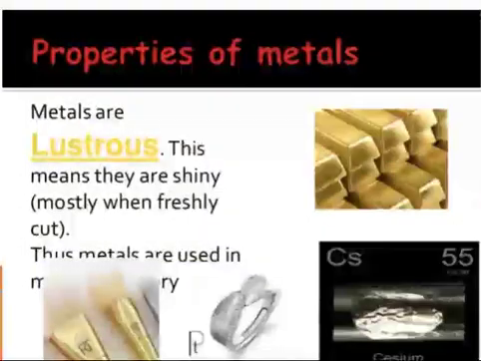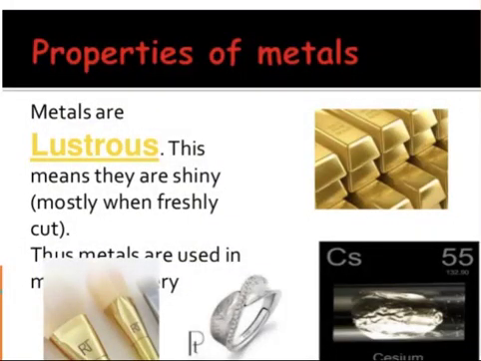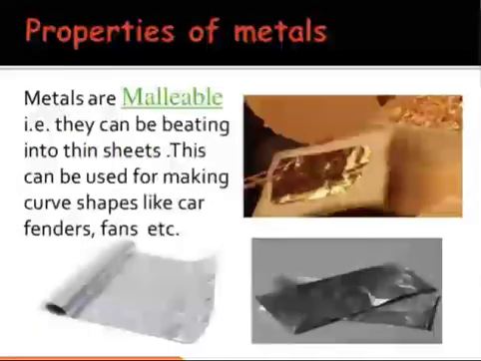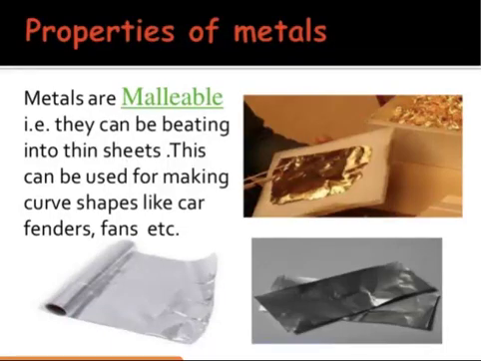The second property we are going to see is lustrous. Mostly metals are lustrous. This means they give a shiny appearance when they are freshly cut. This property allows metals to be used in jewelry. The third property we are going to see is malleability, which means they can be beaten into thin sheets. So this can be used for making curved shapes like car fenders, fans, etc.